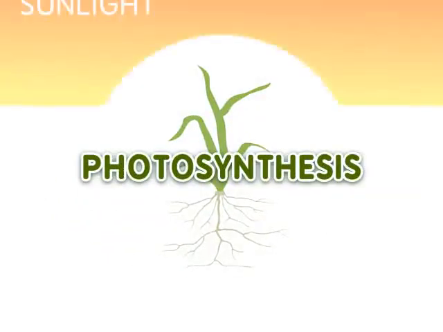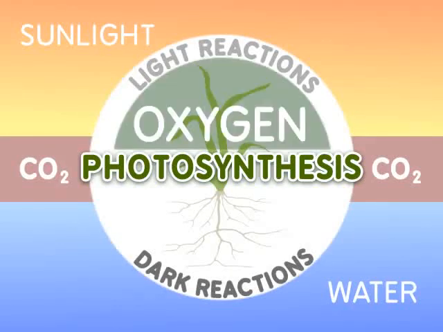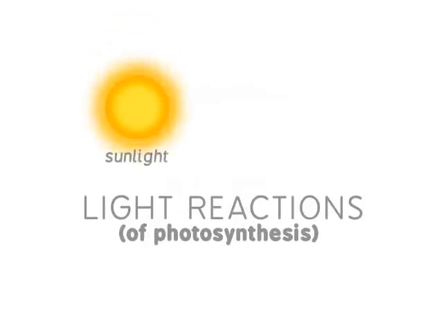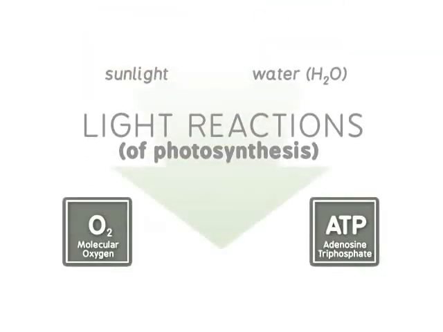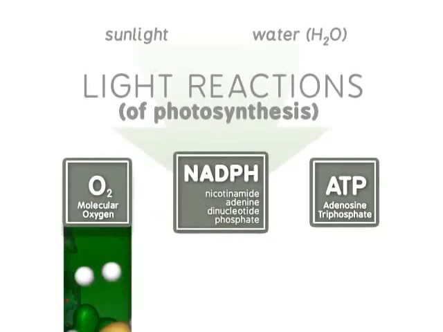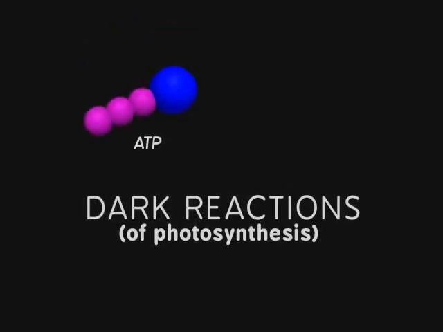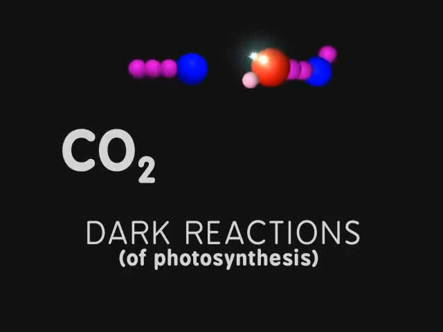In photosynthesis, sunlight, carbon dioxide, and water are used by plants in the light and dark reactions to make oxygen and sugars. During the light reactions, sunlight and water are used to make molecular oxygen, ATP, and NADPH. The oxygen is a component of the air animals breathe. ATP and NADPH are important energy molecules. During the dark reactions, the ATP and NADPH made in the light reactions are used to fix carbon dioxide into sugars.